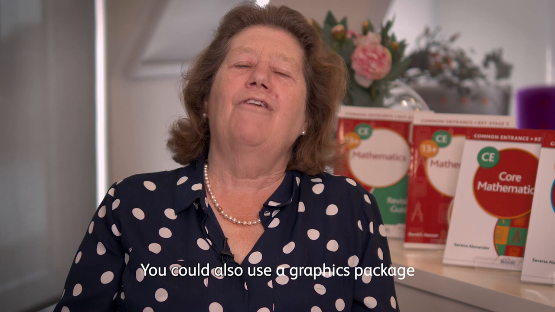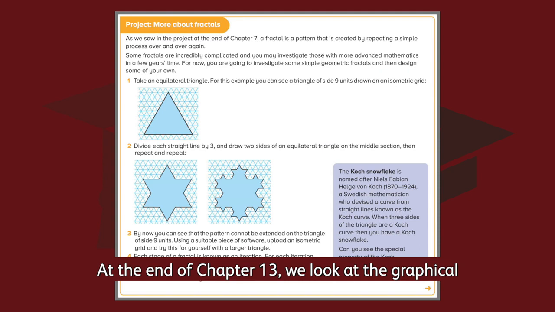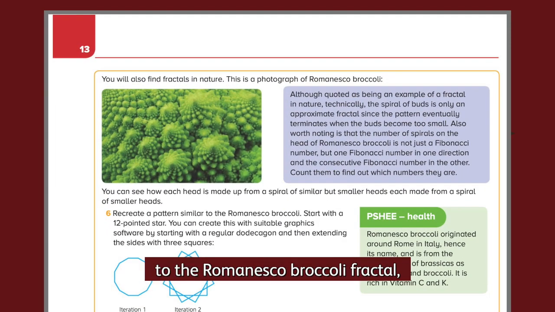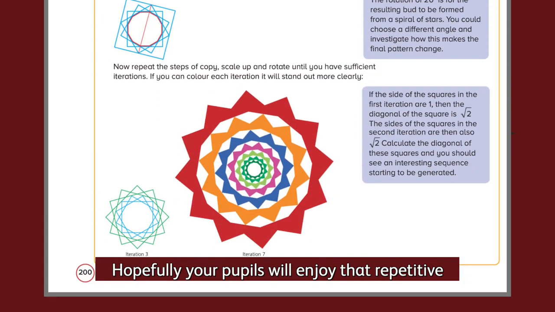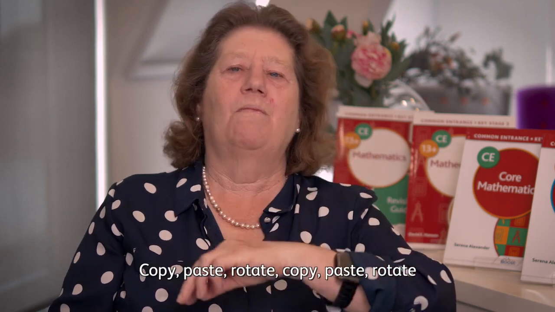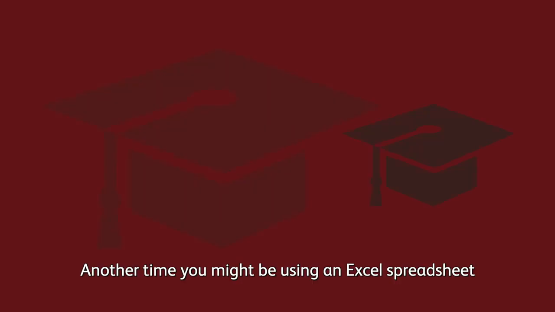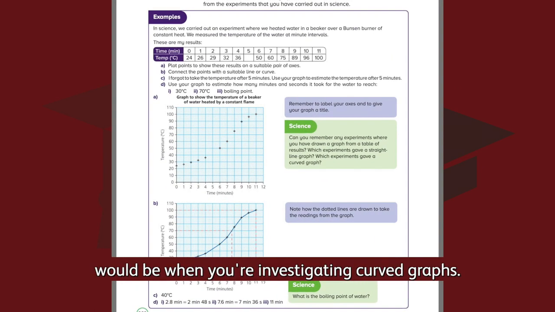You could also use a graphics package to explore some geometric topics in the syllabus. At the end of chapter 13, we look at the graphical fractals, particularly the Koch snowflake fractal, and build that up using a graphics package, and then moving on to the Romanesque broccoli fractal, which is unique to this book. Hopefully your pupils will enjoy that repetitive copy, paste, rotate, which is part of building up fractals to build these magnificent spirals.